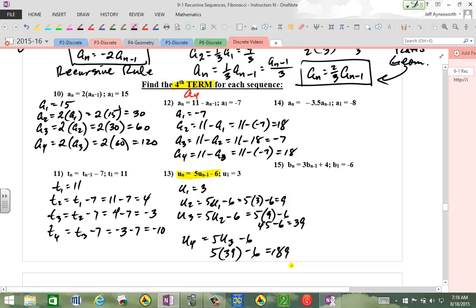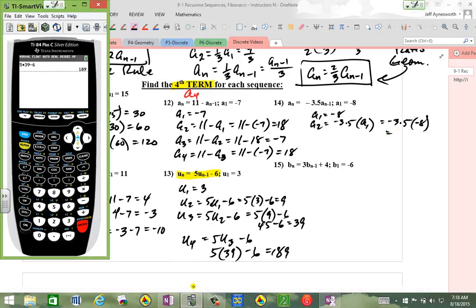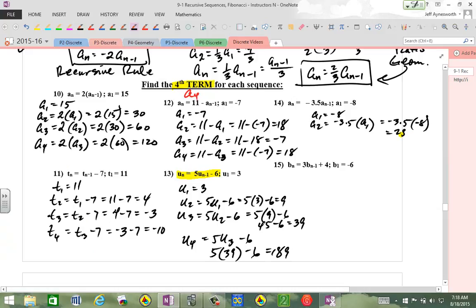Number 4, we have a sub 1 equals negative 8. a sub 2 is negative 3.5 times the one before it, a sub 1. So negative 3.5 times negative 8. Looks like 26, but let me check here. Got to enter the right number in. Negative 3.5 times negative 8 is 28. Okay, so a sub 2 is 28.